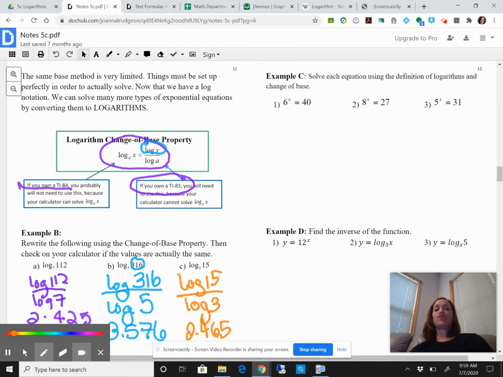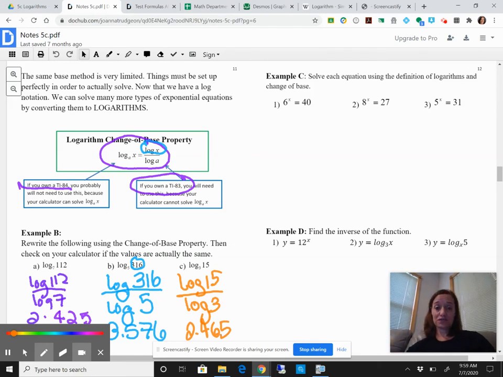Now we're going to solve these equations using the definition of logarithms and change of base. This is where logs become pretty powerful. Looking at number one here, prior to today, we would have had to use the same base method to solve this. We'd have to say, how can I write 40 as a base 6? And you can't. 6 squared is 36. 6 to the third is 216. 40 is just a little bigger than 36, so it's probably 2 point something, but I can't quite do it.